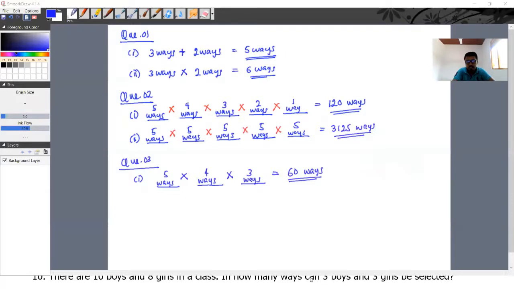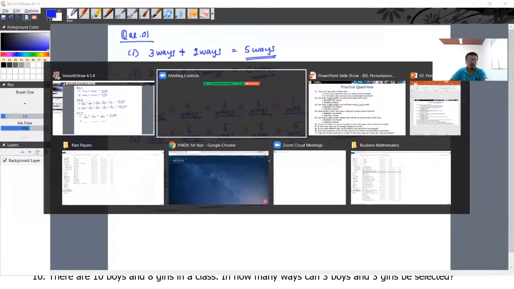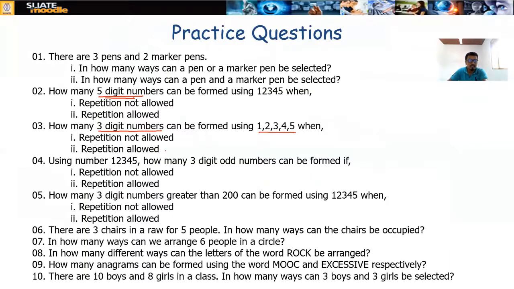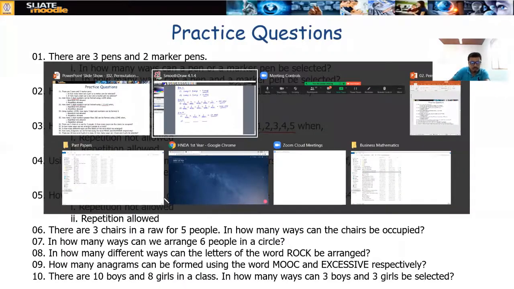Yes, 60, correct. Then if the repetition is allowed, if we can use a digit which we have used previously, how should it be? If the repetition is allowed, part 2, to put a number here, how many options do we have? We have 5 options.